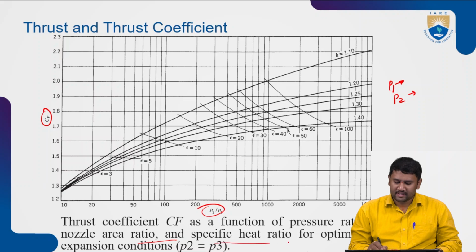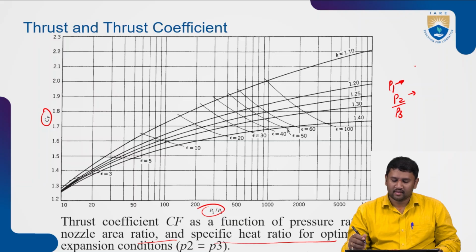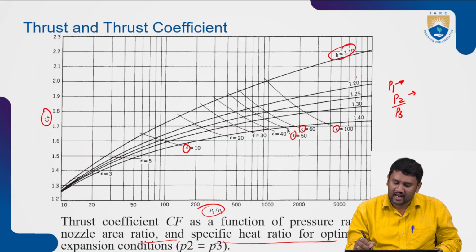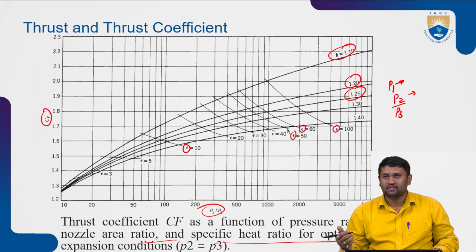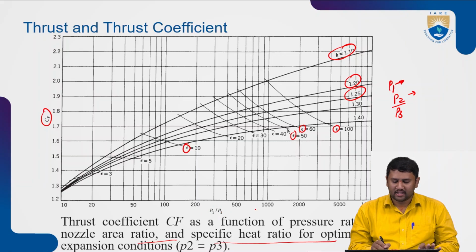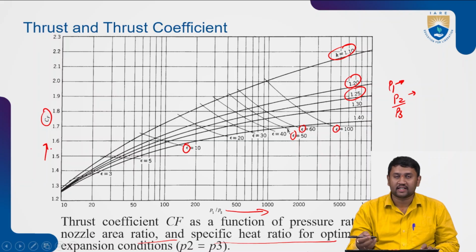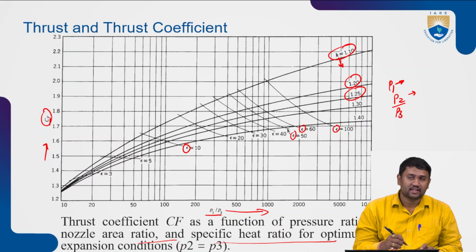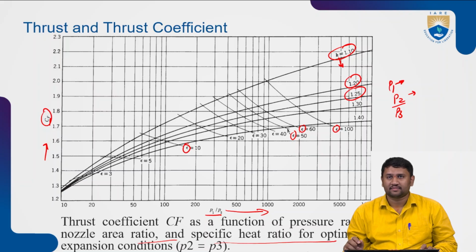Next, for a specific heat ratio at optimum expansion, what we are considering is P2 equals P3. Now, for specific area ratios, epsilon, and K values of 1.1 to 1.4, we can observe that as the pressure ratio increases, the thrust coefficient also increases. But in relation, as K increases, the pressure ratio increases and the thrust coefficient decreases, right?